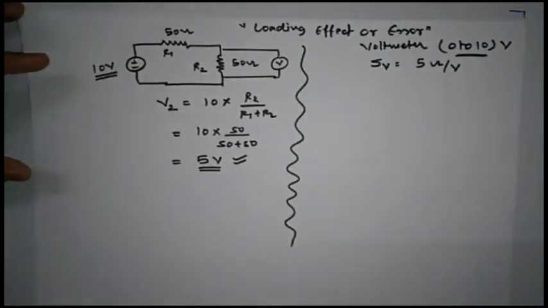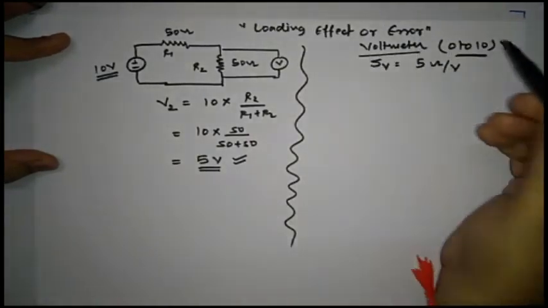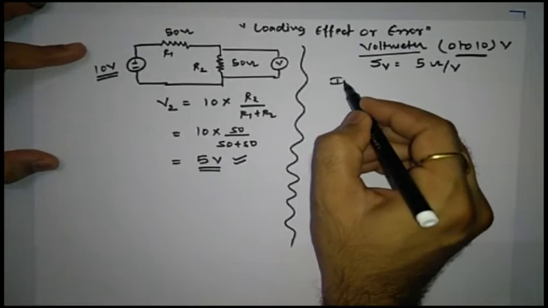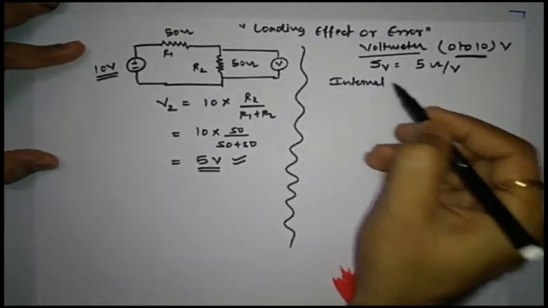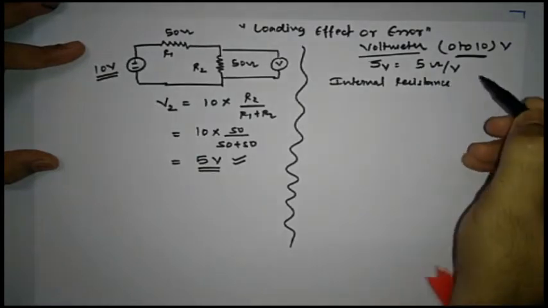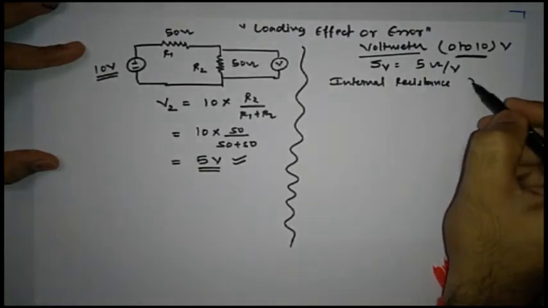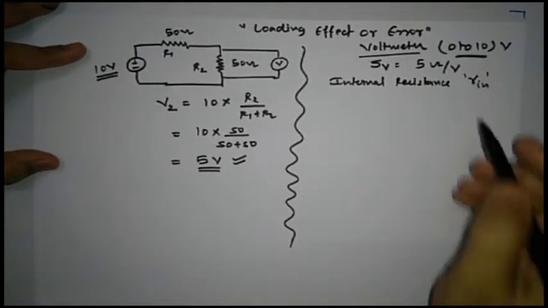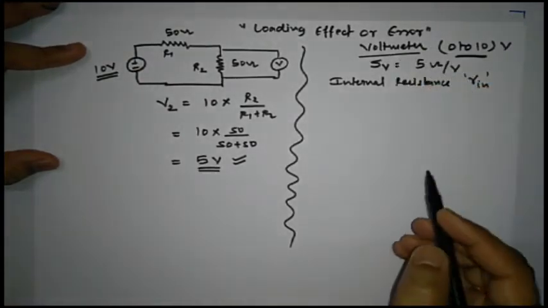And to calculate that, first of all, what we need to do? We need to calculate the internal resistance of this voltmeter. So I can write here internal resistance of this voltmeter. Let us consider that it is indicated by symbol small r suffix in. So R in indicates the internal resistance of this voltmeter.